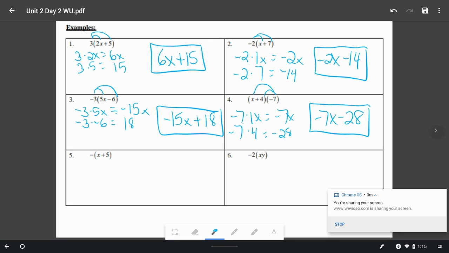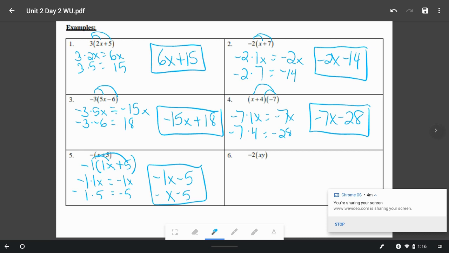For 5, this is a tricky one because it's just a negative sign, so you can always assume there's a 1, just like in front of a variable. If there's nothing written, there's always a 1 in front of the variable. So now if we were to multiply that negative 1 in, that'd be negative 1 times 1x and negative 1 times 5. So in the end, that is negative 1x, and that is negative 5, I believe. So my final answer would be negative 1x minus 5, or you could write it as negative x minus 5. You don't have to write the 1 if you don't want to. Either one would be acceptable for your answer.